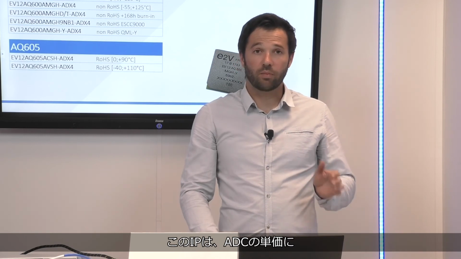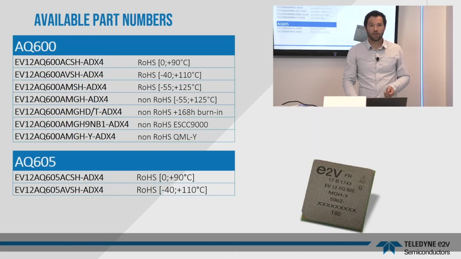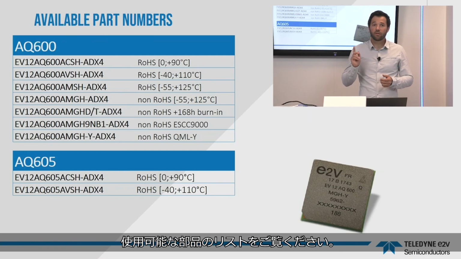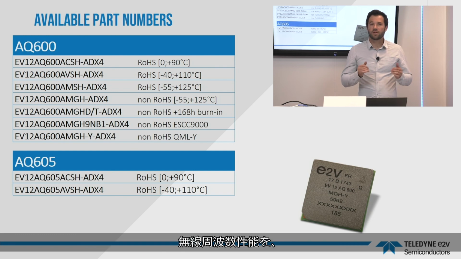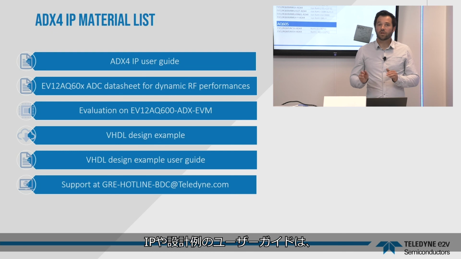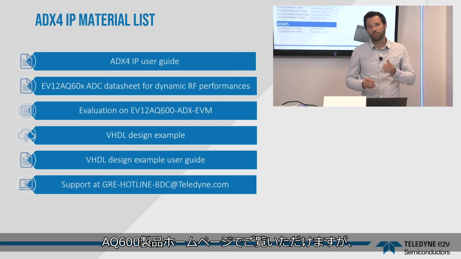You can get this IP with the ADC for only 15% more per part. Here is the list of the available parts. As you can just copy and paste this IP in your FPGA design, you can see how it can help you to easily improve RF performance over a wide range of input frequency and of temperature at minimal cost and development time. You can find the IP and design example user guides on the EQ600 product webpage.